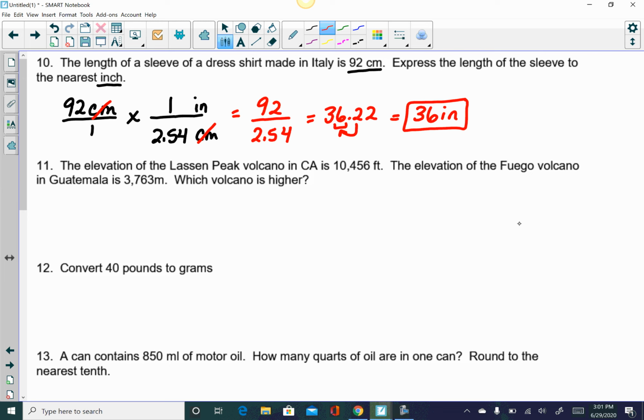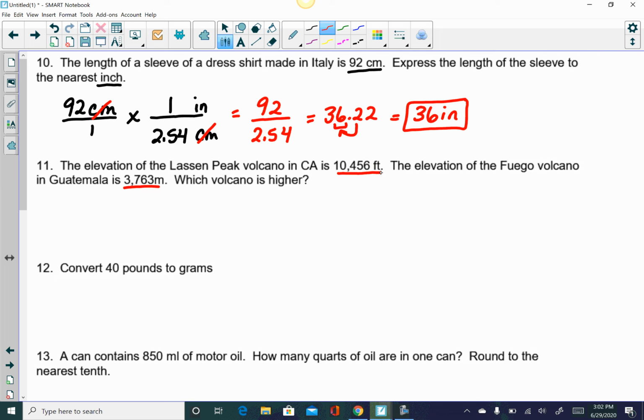In number 11, they tell us that the elevation of the Lassen Peak volcano is over 10,000 feet. The elevation of the Fuego volcano is over 3,000 meters, and they want us to know which volcano is higher. So when you see a problem like this, you don't have to convert both of these. In order for us to be able to answer this question, we need them both to be in the same units, meaning we need both of them in feet or both of them in meters. So the only way that's going to happen is if we convert one or the other. I believe on the solution key I converted the feet to meters. So I think I'll just do it the opposite way here, okay?